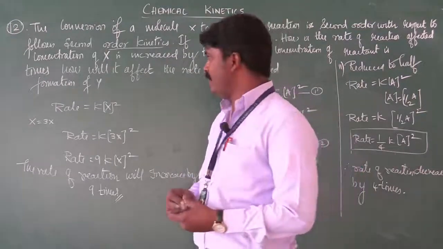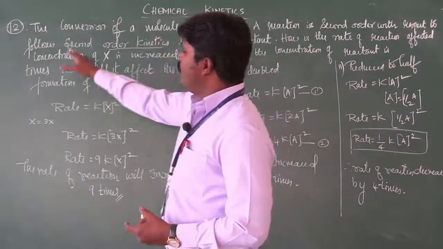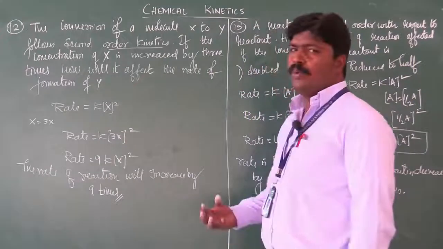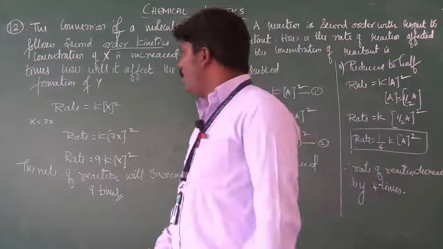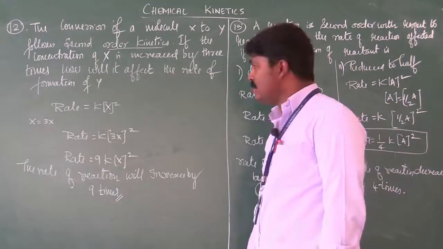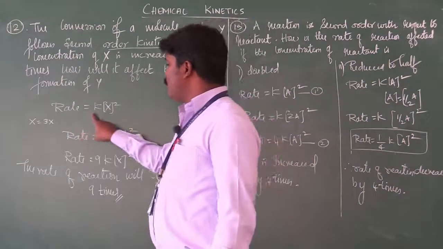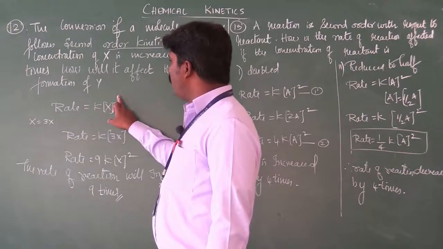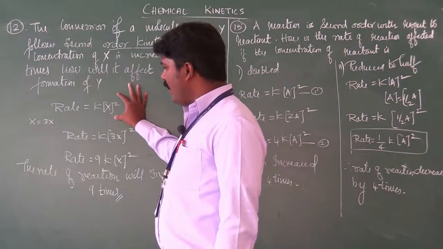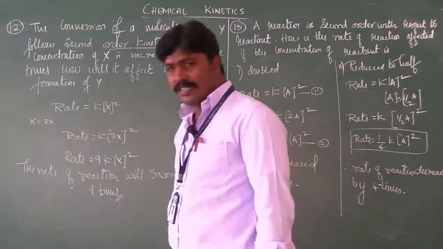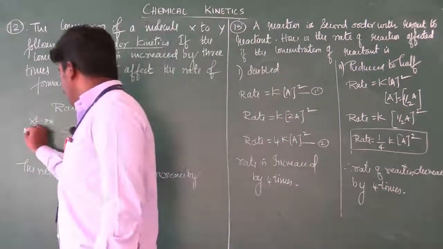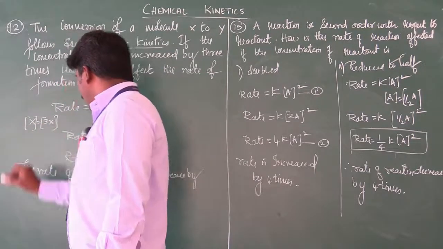So what they are asking is, if the concentration of X is increased by 3 times, how will it affect the rate of formation of Y? That is, rate is equal to k[X]^2, because it follows second order kinetics. 2 is here, that's the main equation. Now if the concentration of X is increased 3 times, how will it affect? Now I'll apply that.